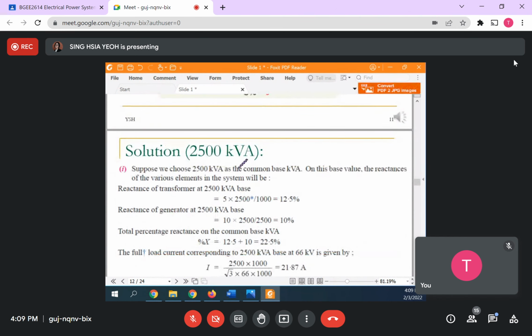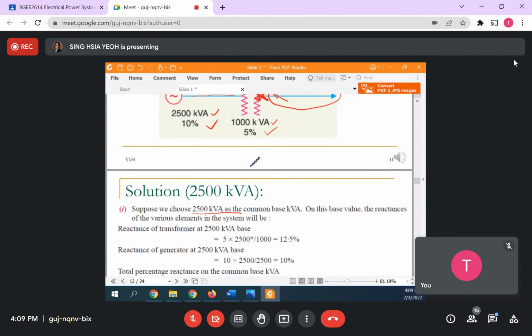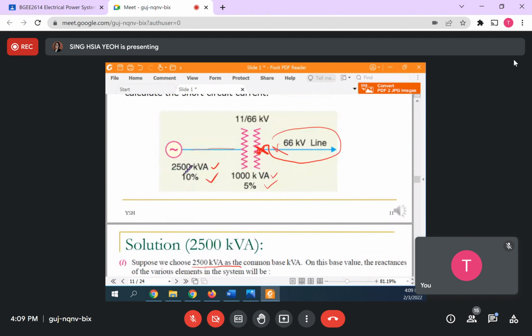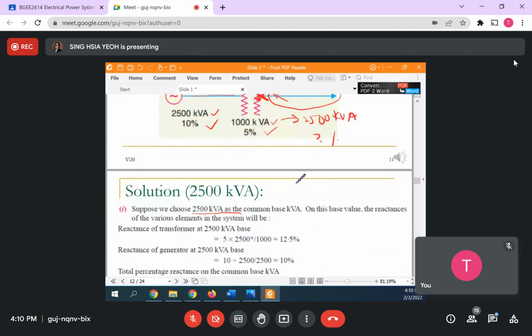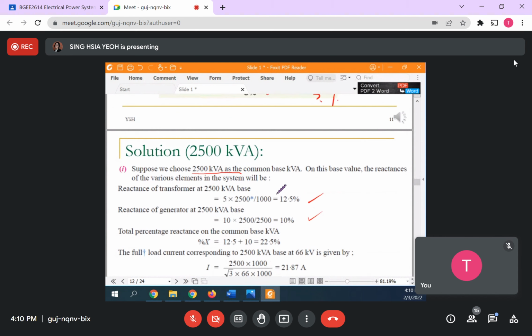So the question chooses 2500 as a common base. If 2500 is the base, it means the 10% here remains. But this one is 1000 kVA with 5%. If you want to change it to 2500 kVA, then how many percent? By the ratio, it should be 5 times 2.5, which gives 12.5%. Then this 10% remains the same.